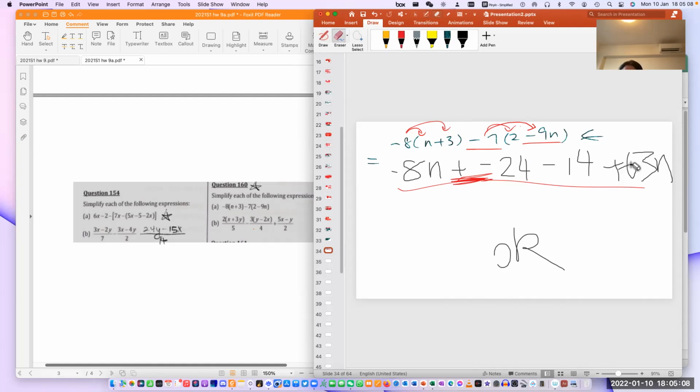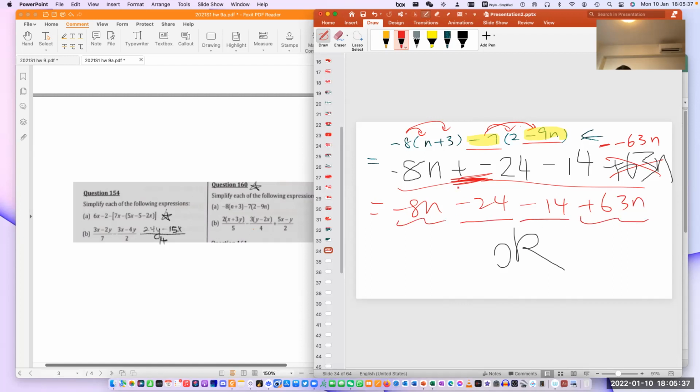In fact, for the part here, for this minus 7 and then minus 9n, if you don't jump step, it should be minus 63n. Okay. And then of course, then only you go and simplify plus minus minus minus plus. Then of course, then you combine similar terms. So underline similar term.